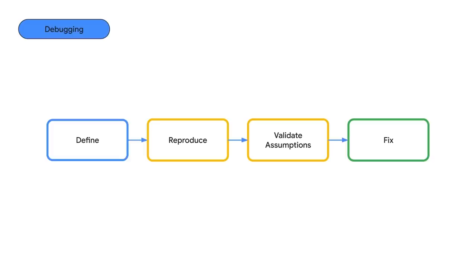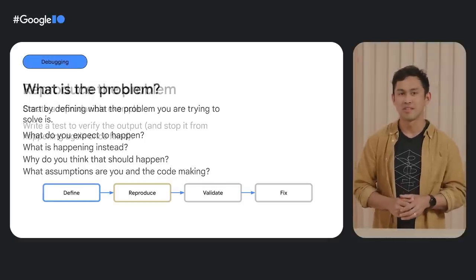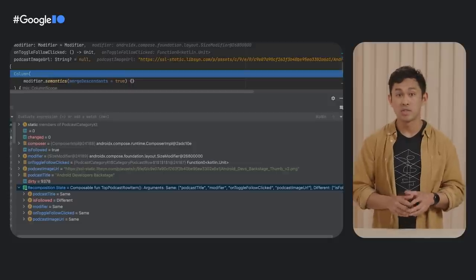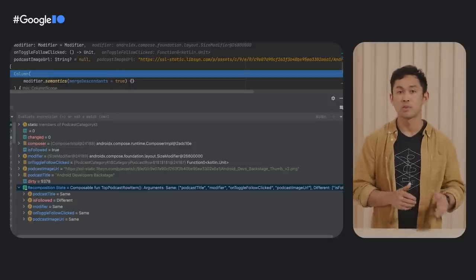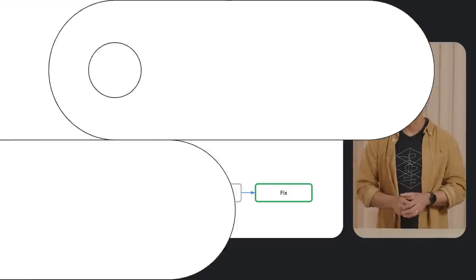This talk goes over a mental framework for how you can debug and fix issues in your app. It shows you how to define the problem you're trying to solve, reproduce it by writing a test, validate your assumptions by using tools like the new debugger, which shows Compose state information, and ultimately fix the issue you are facing.